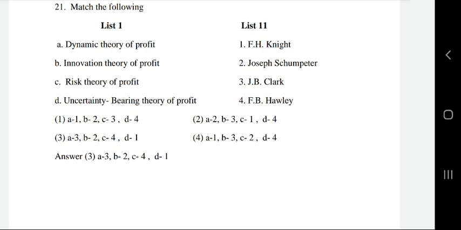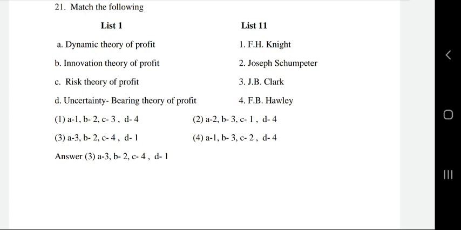Dynamic theory of profit stated that profit arises in that type of economy where things change. No profits will be generated in the static economy. This theory is advocated by J.B. Clark. So, dynamic theory of profit is related with J.B. Clark.